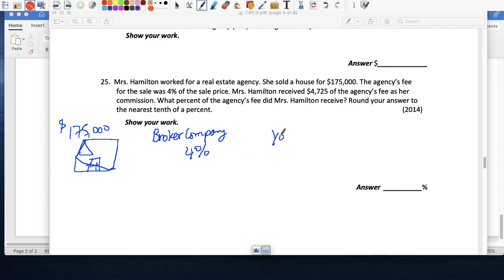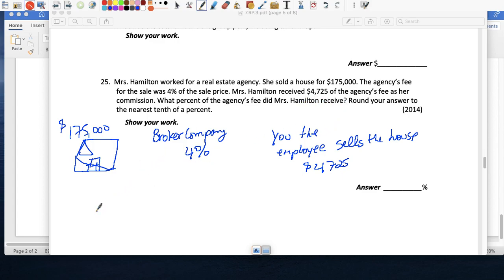Okay, you, the employee, sell the house, and you made $4,725. That's what this says. And you make $4,725. So, what percent of the agency fee did Mrs. Hamilton receive? So, let's work on this.